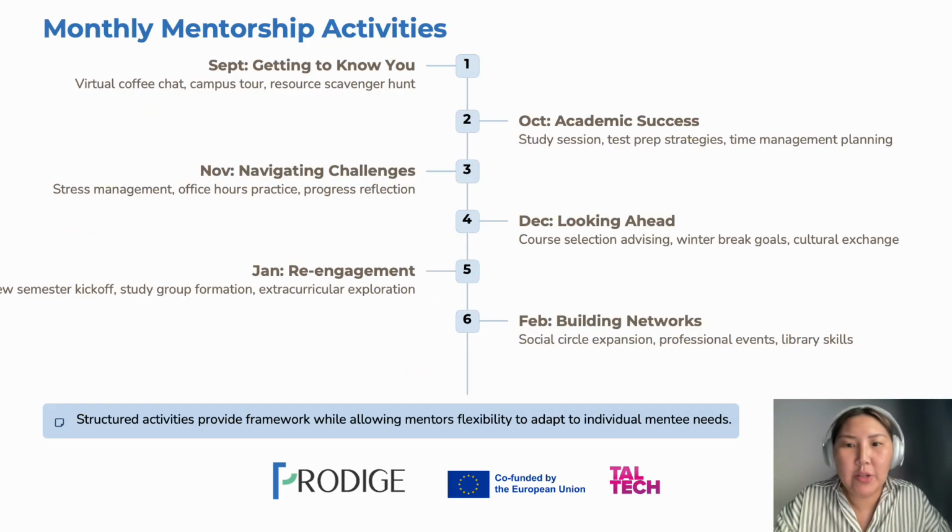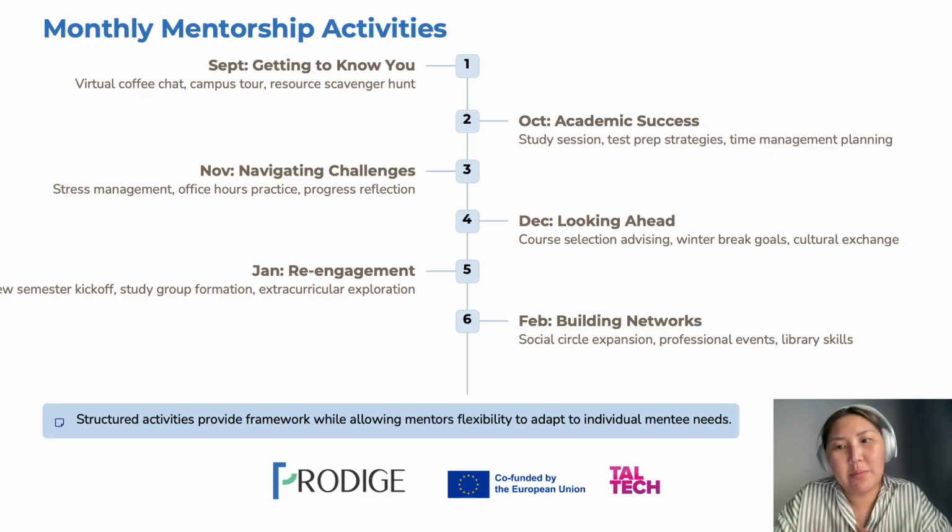Here is the practical framework: monthly mentorship activities that provide structure while allowing flexibility. So, for example, in September it can be getting to know you, virtual coffee chat, campus tour, a resource scavenger hunt. In October it can be all about academic success, so joint study session, test prep strategies, time management planning.